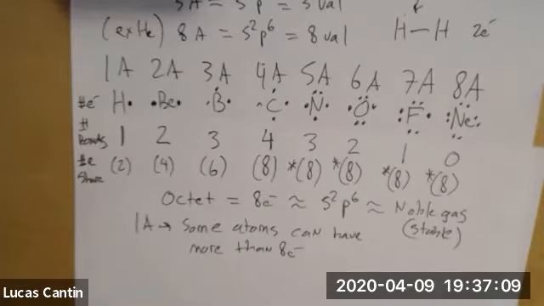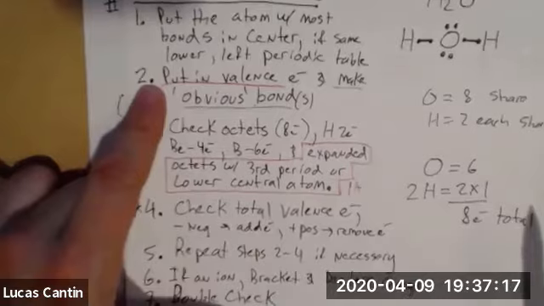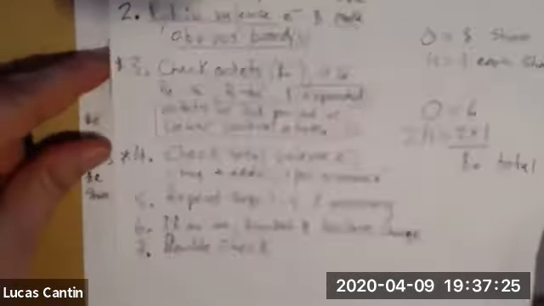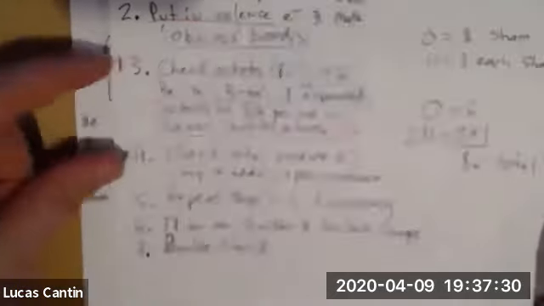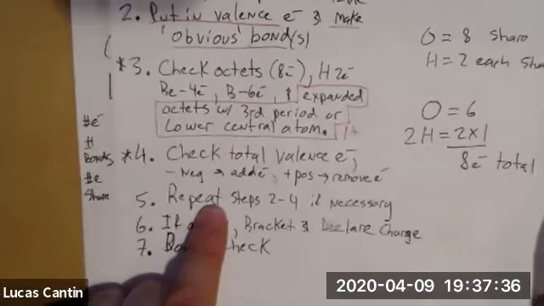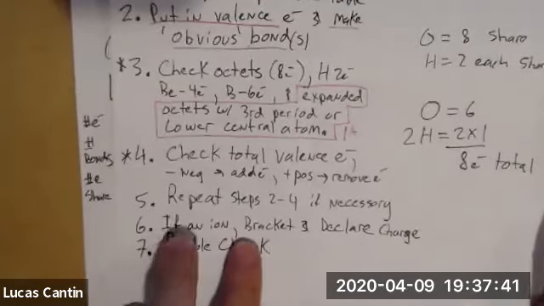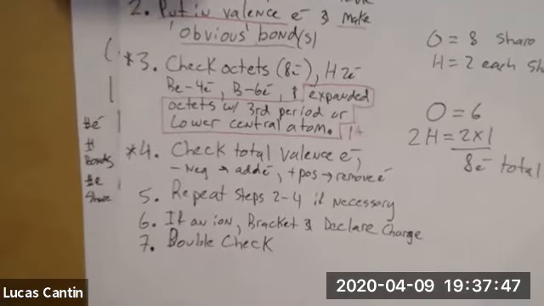And then finally, for Lewis structures, we kind of had a set of principles. We're going to put the atom that makes the most bonds in the center, put in valence electrons to make obvious bonds, check octets, key rule, and then check total valence electrons. If both of these are correct, then you probably have the best Lewis structure. There are some follow-up steps. If these are not both correct, then you want to do extra steps to make the octets match what they should be and make the valence electrons match what they should be. If it's an ion, you'll have to put a bracket around it and double check before you do your final answer.